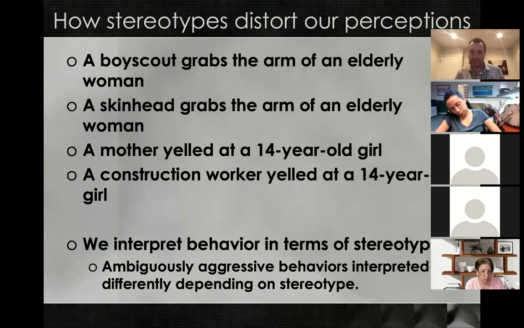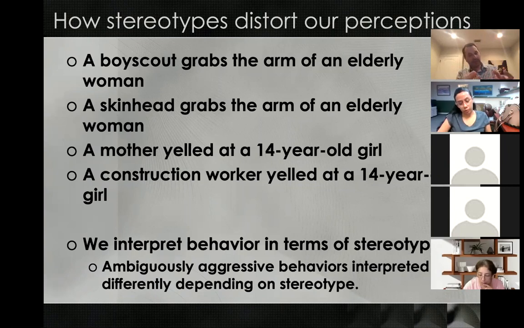It's a little ambiguous whether they're being aggressive or just playful. It's kind of somewhere in between, sort of this ambiguously aggressive behavior. The key is that one of these boys is white and one of the boys is black. Now, especially at the time, these white college students tended to have stereotypes that black people are aggressive.